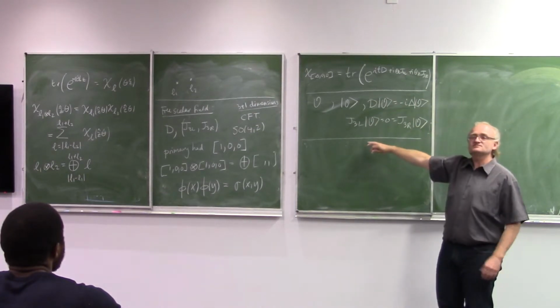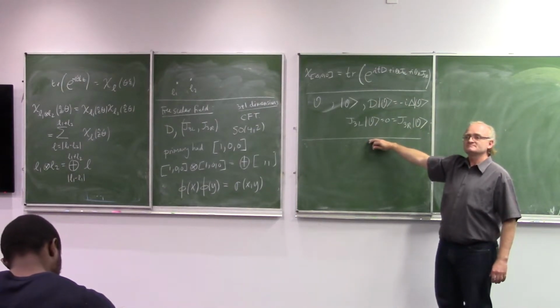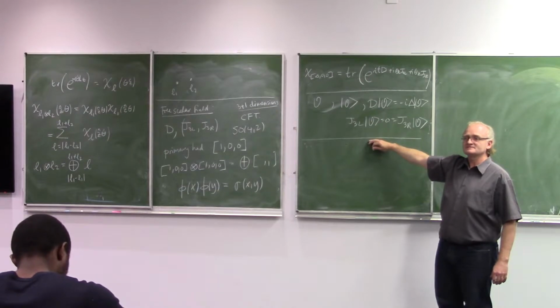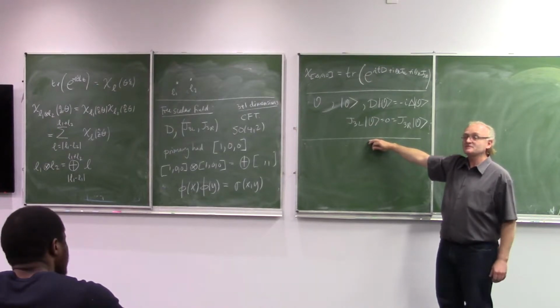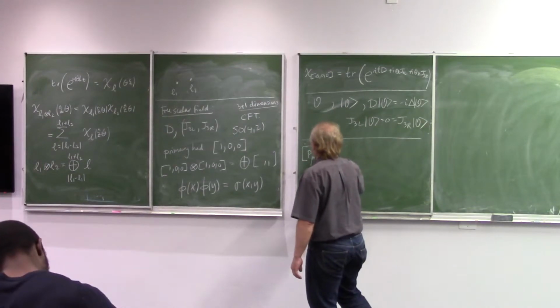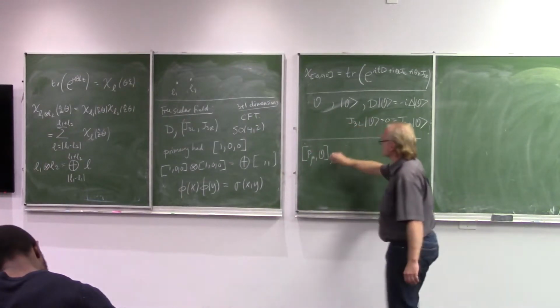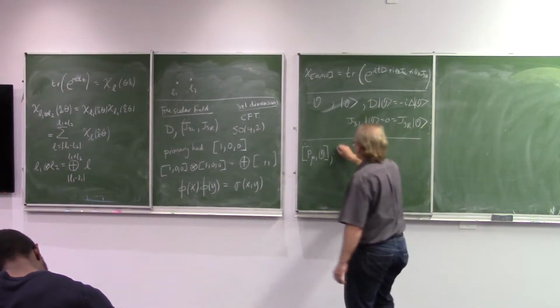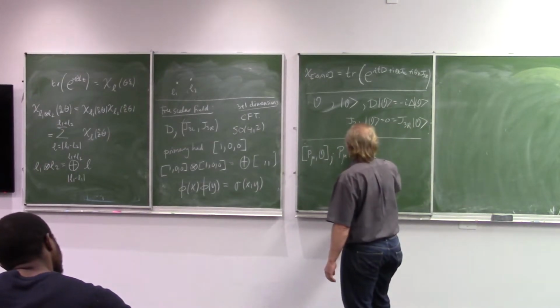What's the next state in this representation? How do I get it? P acting on the state. Good. So if we're thinking about the operator, act with the commutator. If not, act with P mu on the state.